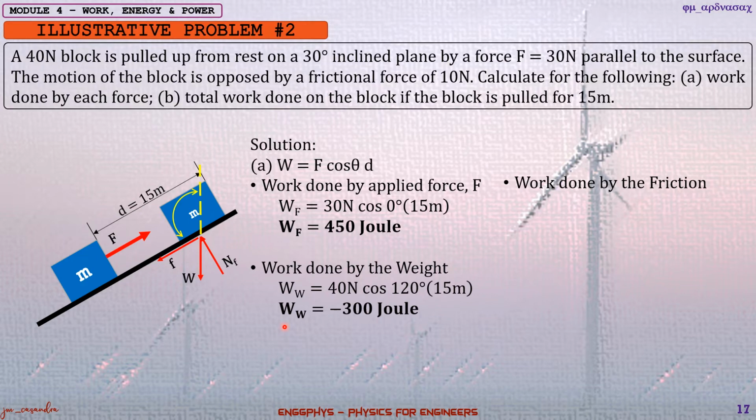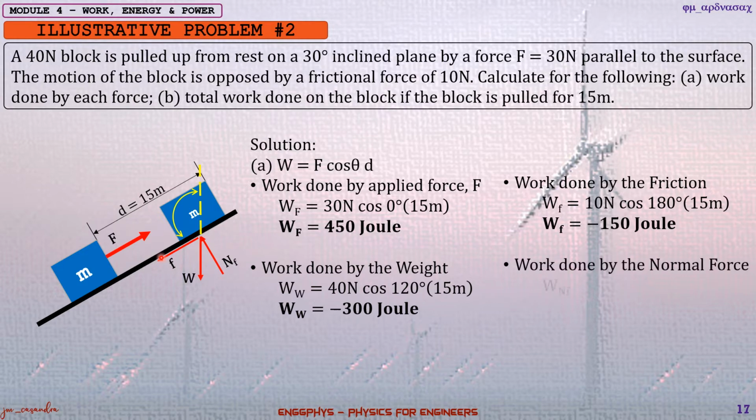Okay, so next we have the work done by the frictional force. So we'll have the frictional force as 10 newtons. So that is cosine 180 times 15. So 180, since the direction between the line of action of our displacement and the line of action of the frictional force is in the opposite direction. So the work of the frictional force is now computed as negative 150 joules.